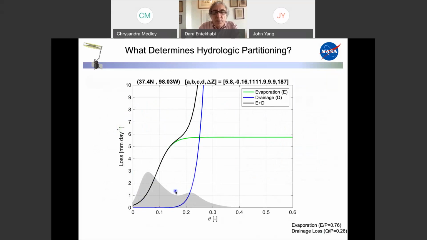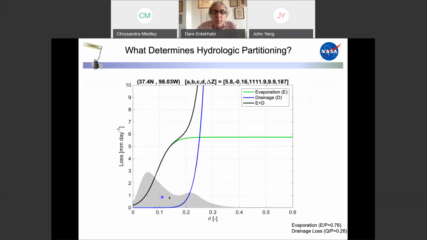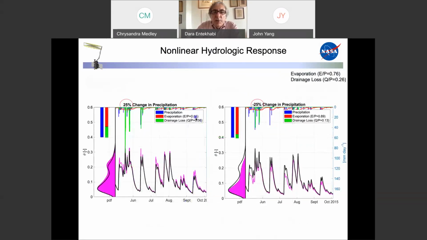I just turned the PDF on its side to show you that this is really a derived distribution. Now we can sort of test the amount of nonlinearity in the system. What if we just increase the precipitation by 25% or decrease it by 25%? Does the partitioning also change by 25%? They don't, because this derived distribution is over nonlinear processes. So if you shift it left and right, it triggers different amounts of each of these loss functions. So there is strong nonlinearity in the response.